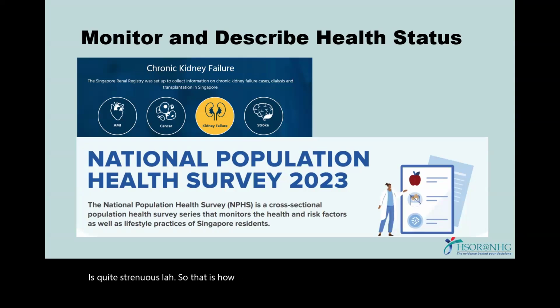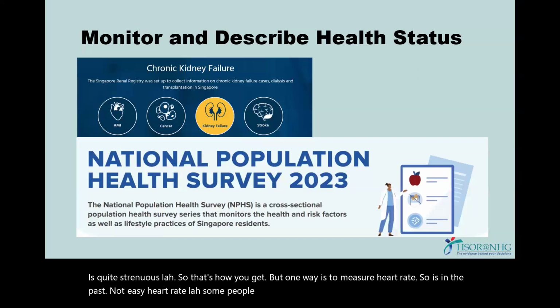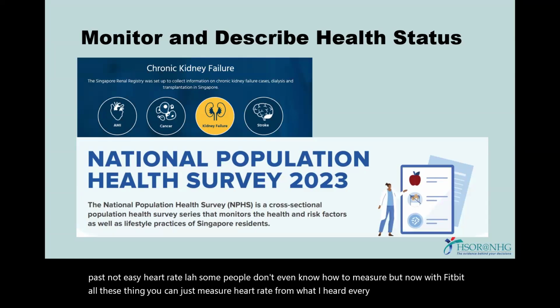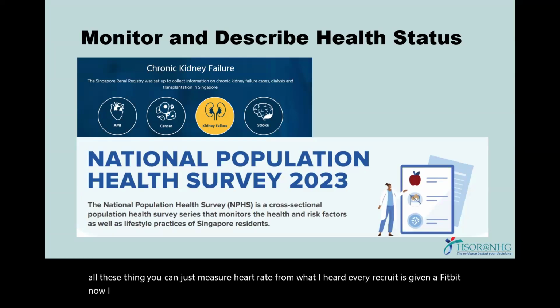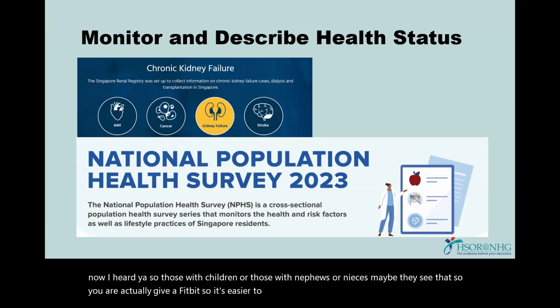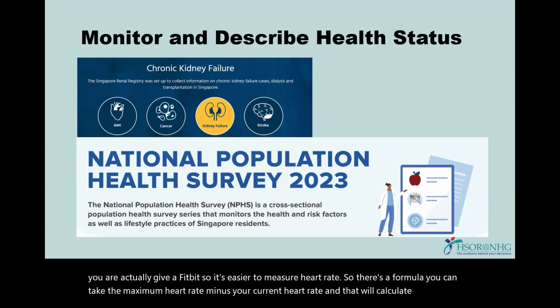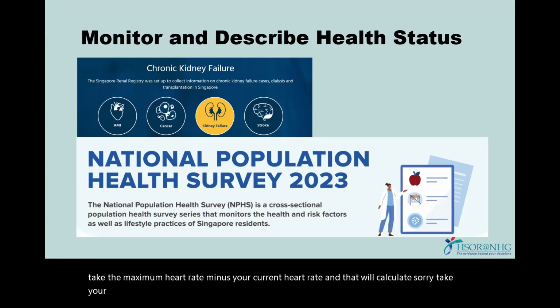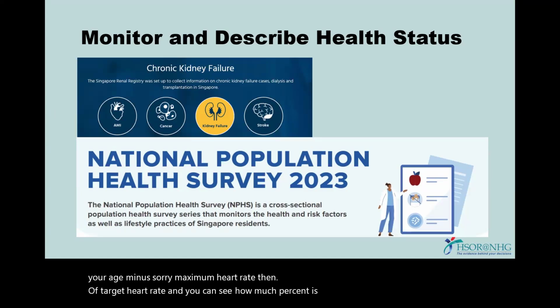But one way is to measure heart rate. In the past, it was not easy to measure heart rate. Some people don't even know how to measure. But now with Fitbit, you can just measure heart rate. From what I heard, every recruit is given a Fitbit now. So it's easy to measure heart rate. There's a formula: you take your maximum heart rate and your age, and then you can know your target heart rate and see how much percent that is. I'll show you the formula.